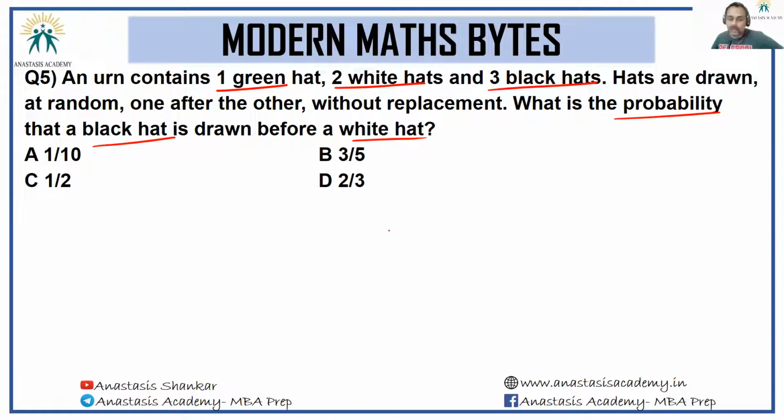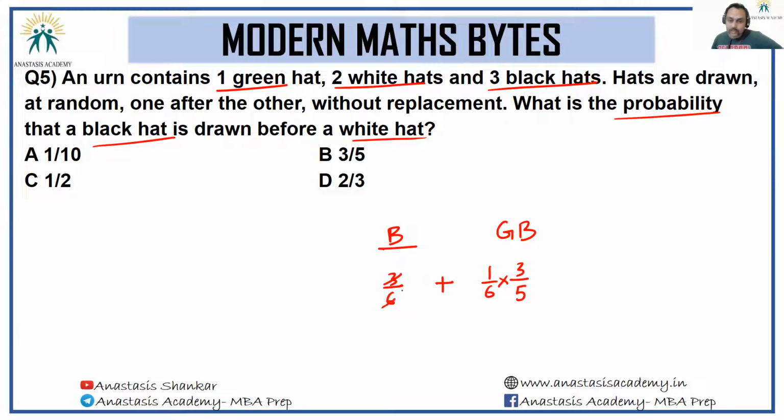If we are looking for the probability that a black hat is drawn before a white hat, out of the hats that are drawn, either the first hat has to be black and then this condition is fulfilled, or if the first hat is green, the second hat drawn has to be a black hat, then this condition is fulfilled. These are the only 2 cases I have to take care of. What is the probability that the first hat is a black one? It is 3 by 6. If the first hat is a green one, 1 by 6, the probability that the second hat is a black one is 3 by 5.